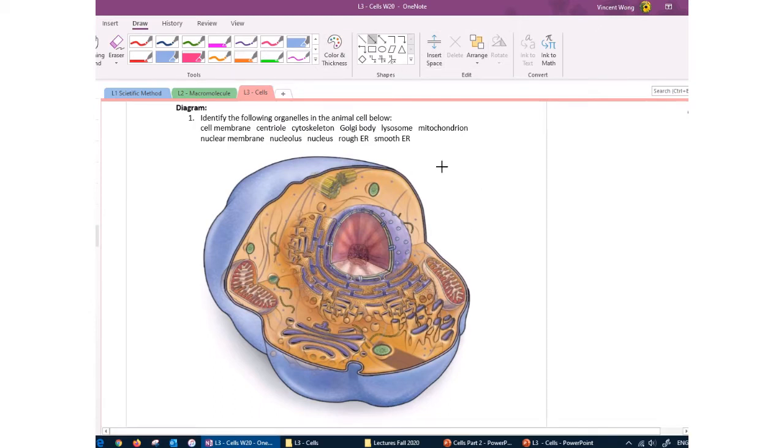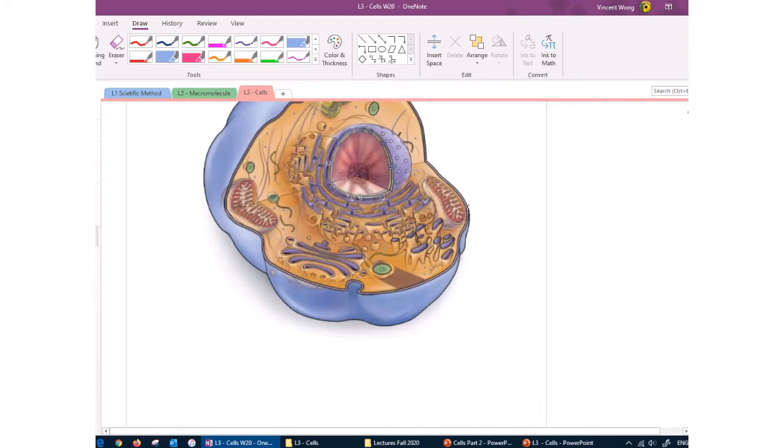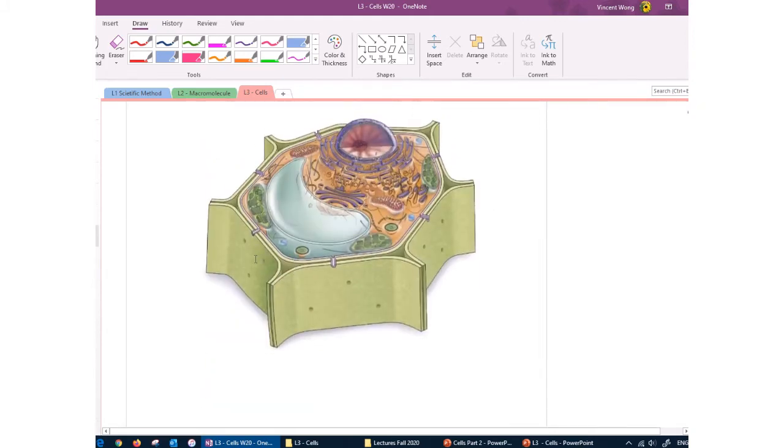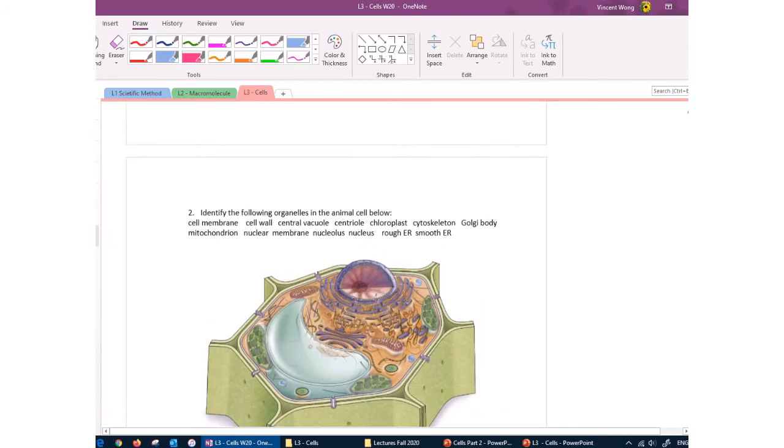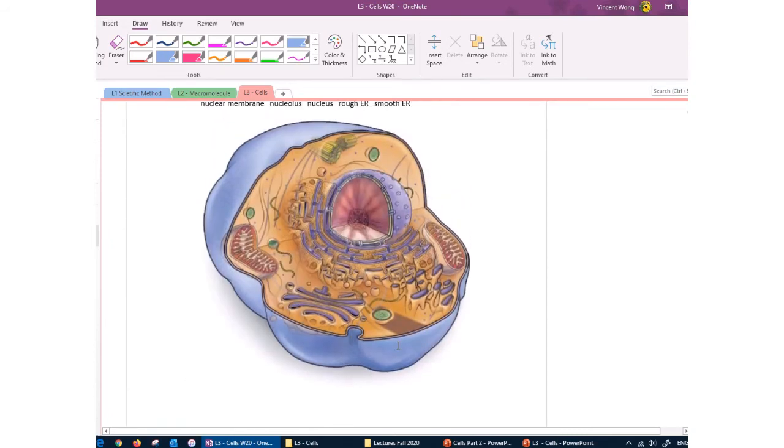So here is an animal cell, and you can tell an animal cell apart from a plant cell because in the plant cell there is going to be another structure outside of the cell membrane, which is the cell wall. We haven't really talked about that yet, but we will later on. Also in plant cells, there is usually a big organelle inside to hold some water, and we don't see that in an animal cell. So let's see what we can identify in this picture.